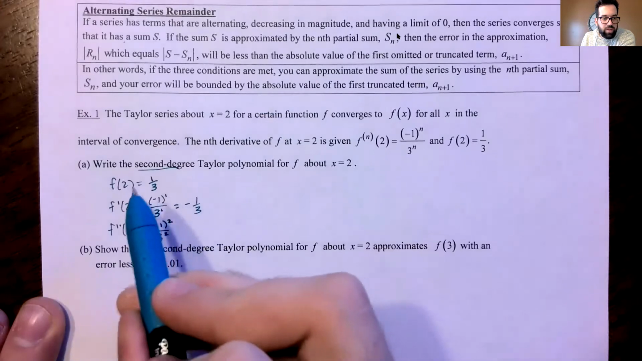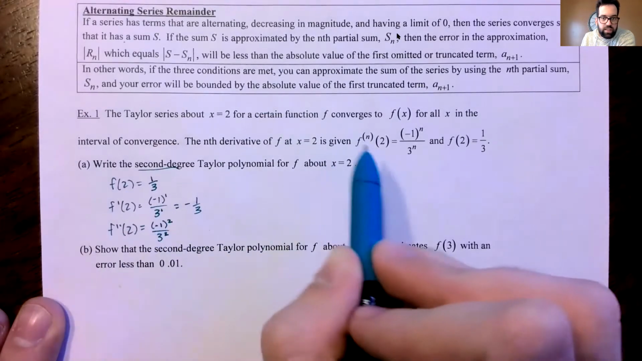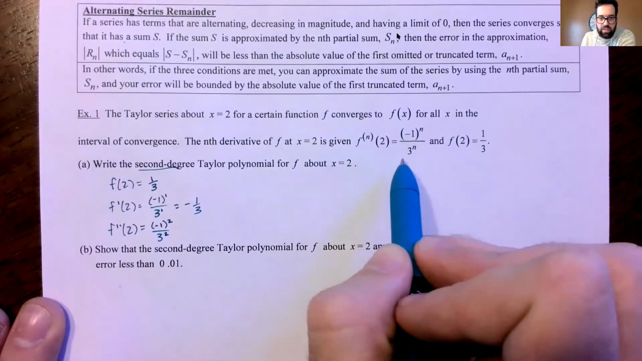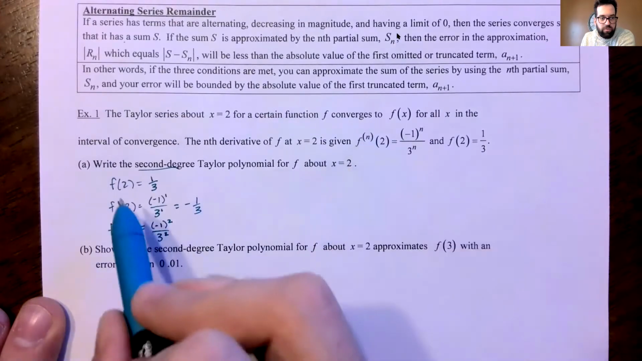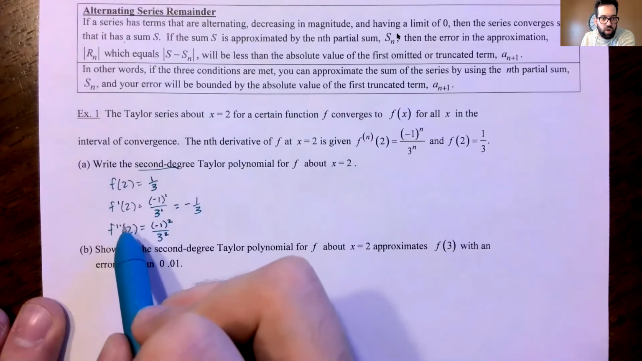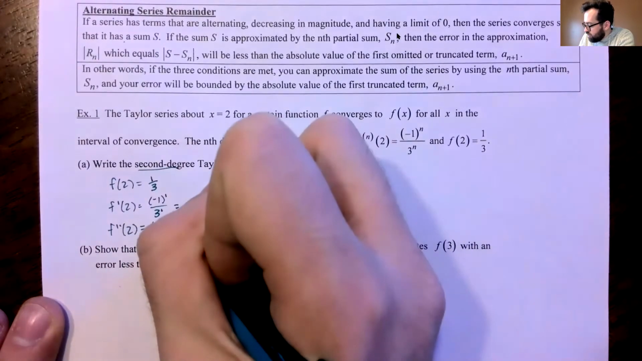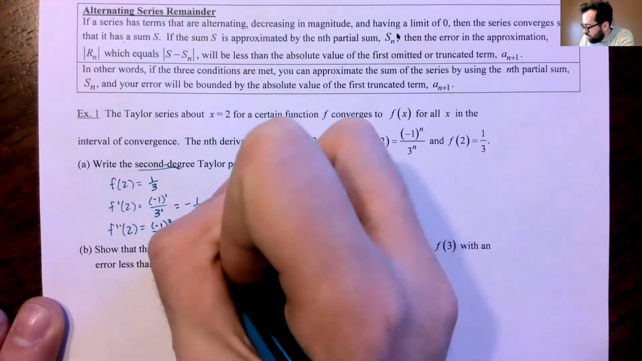So notice we're not plugging in 2 for each of these. The 2 is irrelevant to actually evaluating this fraction. It's all about which level derivative we're on, so either first or second in this case. So this is going to become a +1 over 9.